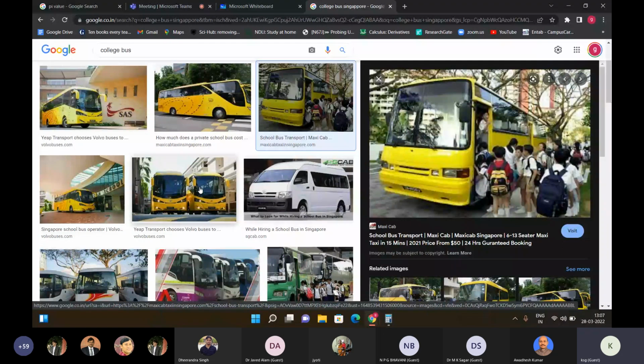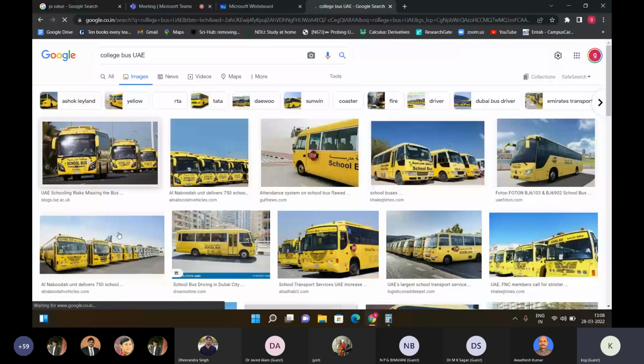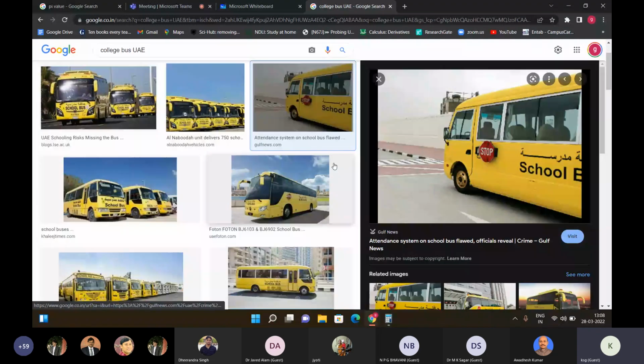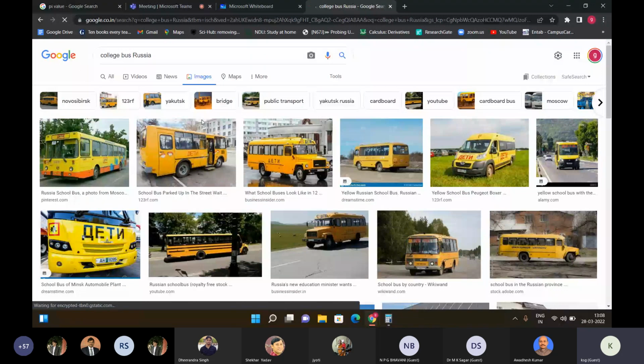If you go to any country, many of the United States countries, UAE, let us see the color of college buses in UAE. That is also yellow. If you go to the Gulf, or look at Russia, they are all painted in yellow color. Russian buses are also painted in yellow. So what is the reason here?